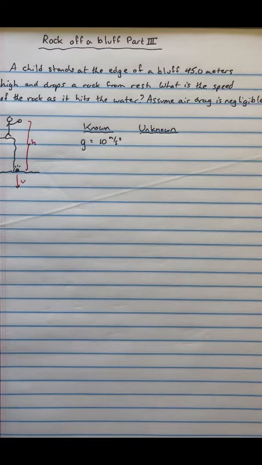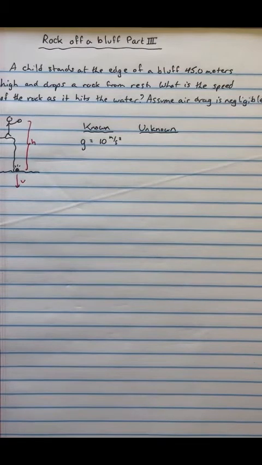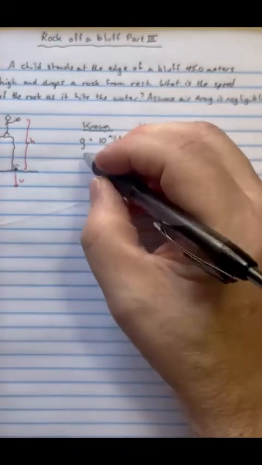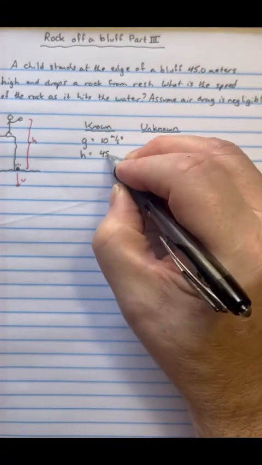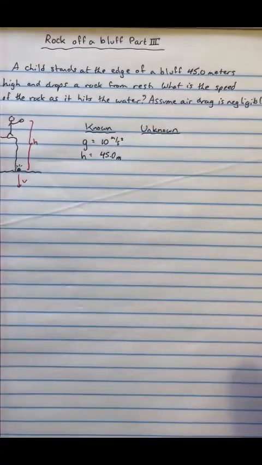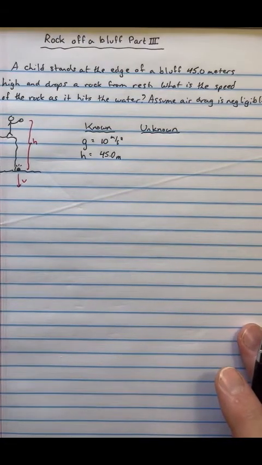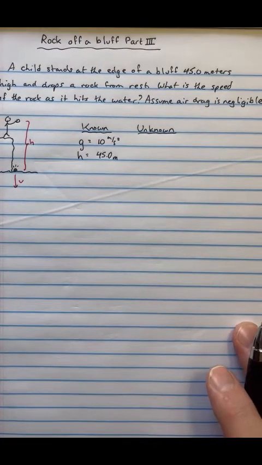So let's write down what we know and what we don't know. As usual, we assume that little g is equal to 10 meters per second squared. As we like to do, we round it off for simplicity for our demonstration calculations. In this case, we have a height. The height is 45 meters. All right, so that's what you have there. Okay, what else do we know?